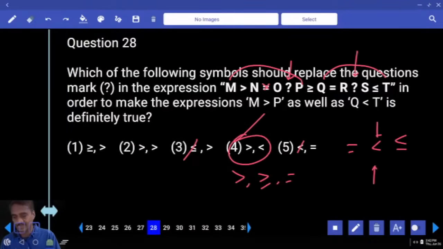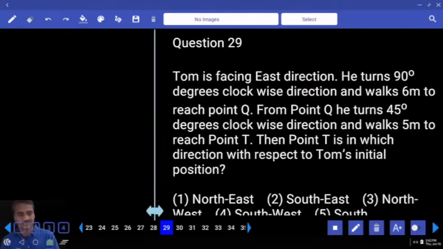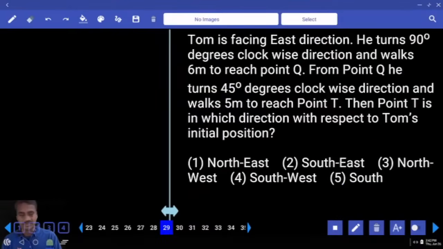28. The next one, 29. Now in this question number 29, Tom is facing which direction? East. Now Tom is facing towards east. He turns 90 degrees clockwise, that is towards south. Then he walks 6 kilometers towards south to reach point Q.